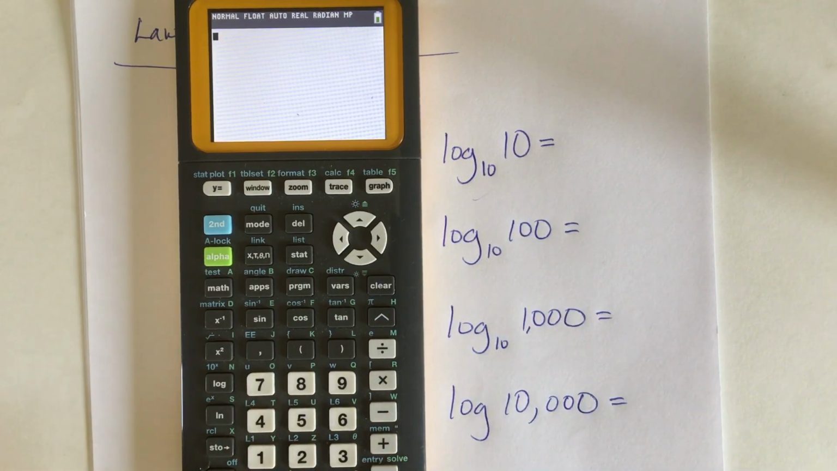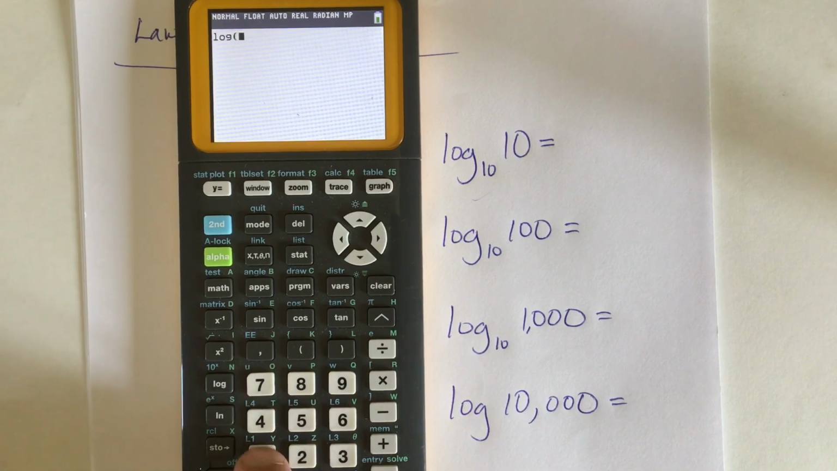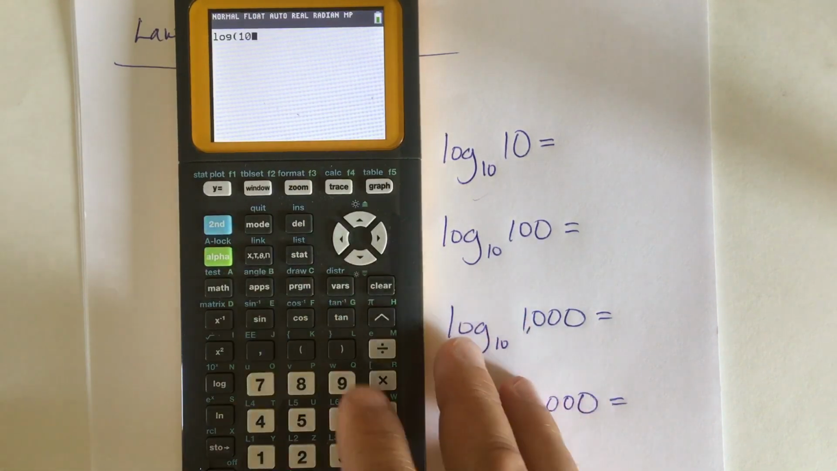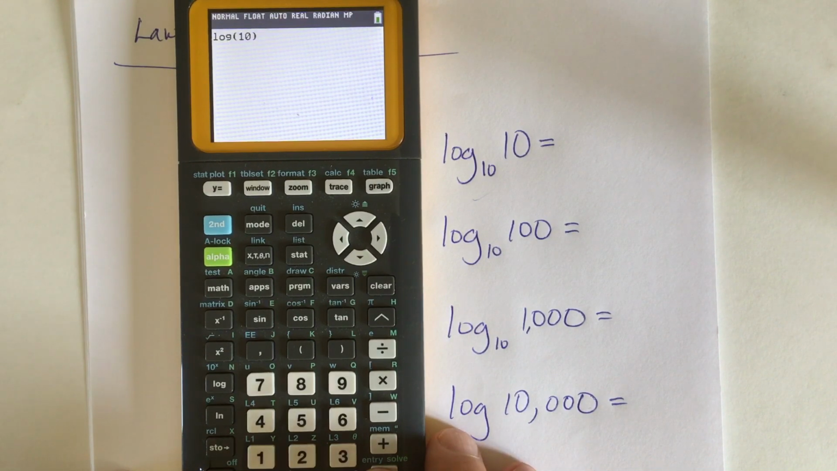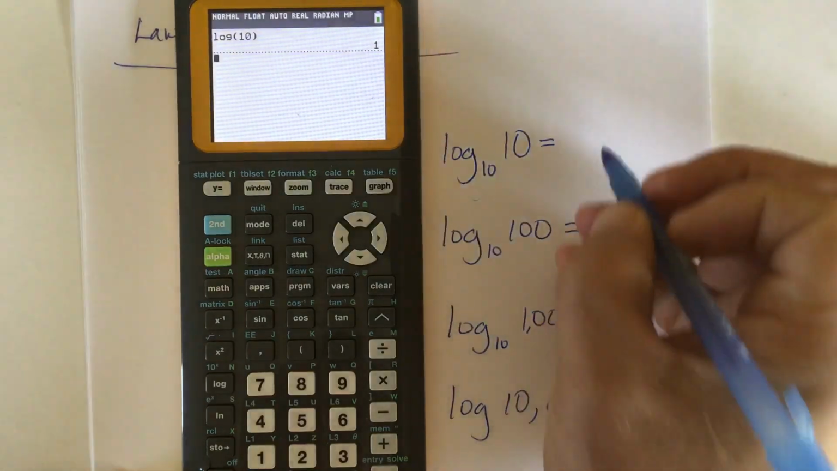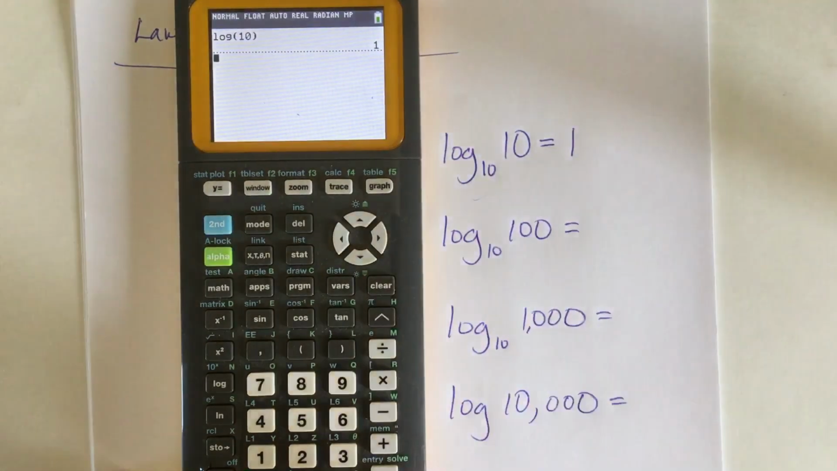But I want you to get an idea of what a log is actually doing for you. So I'm going to do log of 10. And every time I hit the log key, I get a parenthesis. It's just a bad habit to leave it open, so I'm going to close it even though it won't change my answer. And my calculator is going to tell me the answer is 1.